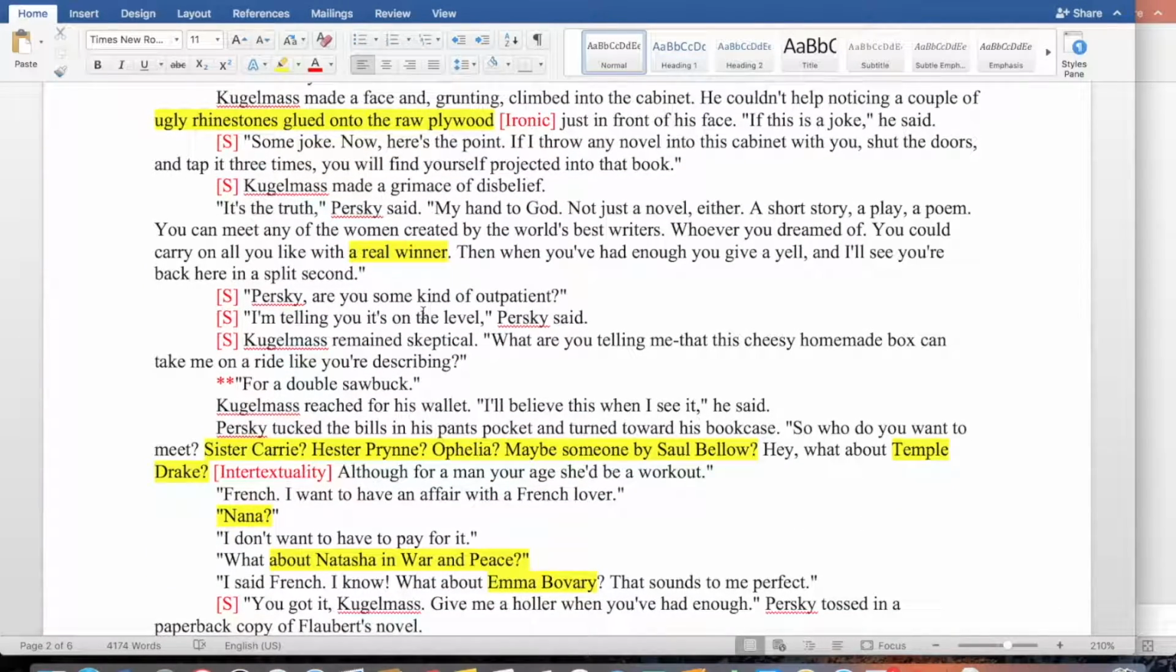Kugelmass made a face and, grunting, climbed into the cabinet. He couldn't help noticing a couple of ugly rhinestones glued onto the raw plywood just in front of his face.